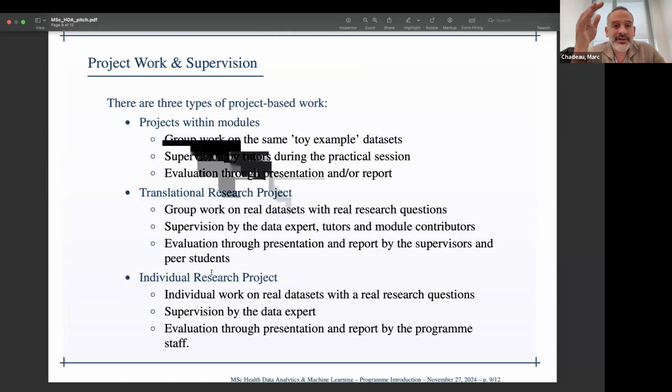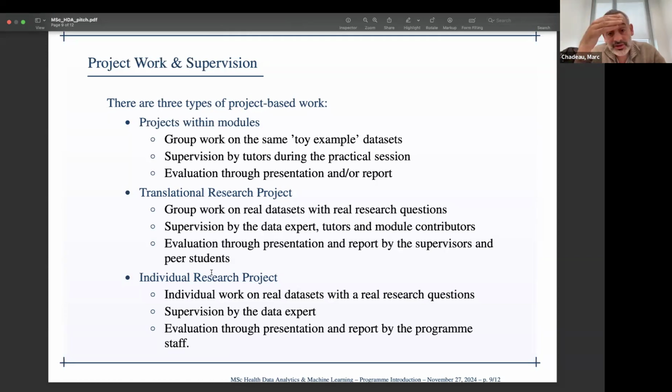So there's a big emphasis across the program on project work. You have different types of projects. So you've got projects within modules. For instance, in a lecture, you may have a small project using a toy example dataset that will help you have practical exposure to the methodological concepts you've been taught. This is supervised by tutors during the practical sessions, and some of them are evaluated through presentations and/or reports.